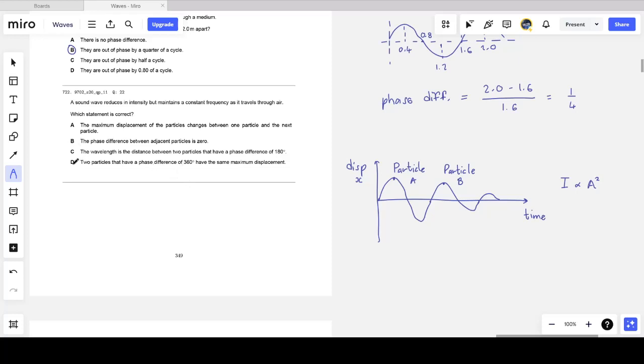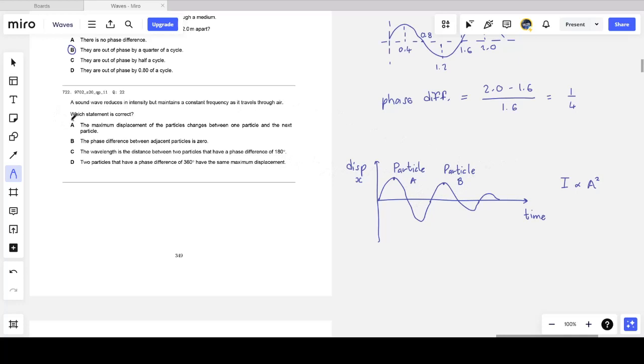But we can also eliminate B, C, and D. The phase difference between two adjacent particles will never be zero for any wave. The wavelength being the distance between two particles that have a phase difference of 180 degrees will also never be true, because the wavelength is the distance between two particles that are out of phase by 360 degrees, or 0 degrees, or any multiple of 360 degrees. And lastly, two particles that have a phase difference of 360 degrees have the same maximum displacement. They can't have the same maximum displacement because that would mean the intensity is constant throughout.